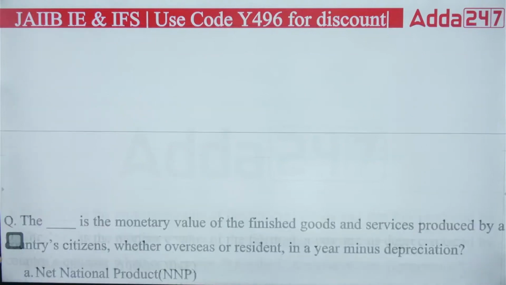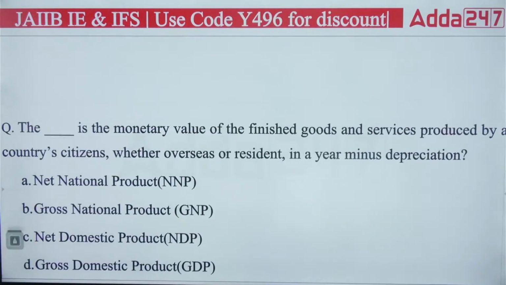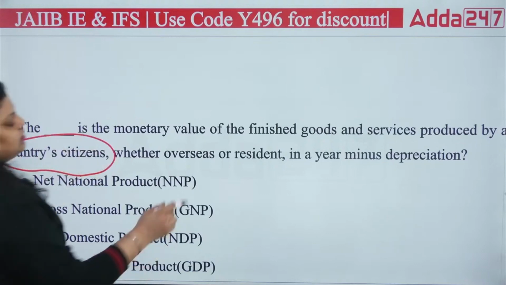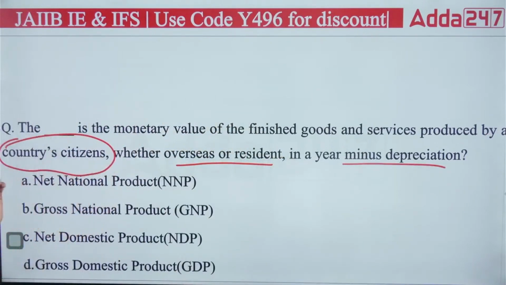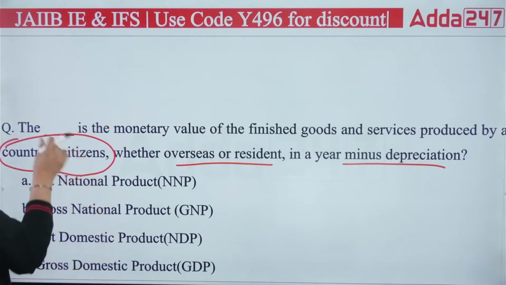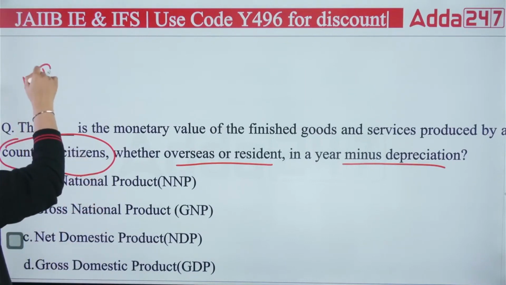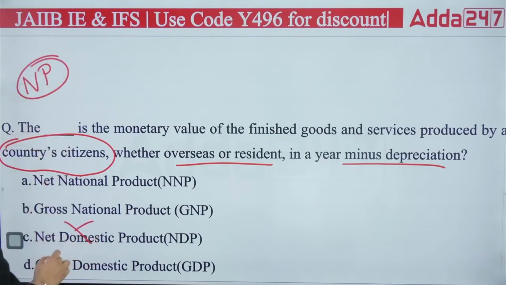Okay. Next question we have: dash is the monetary value of finished goods and services produced by the country's citizens, whether overseas or resident, minus the depreciation. So, you have to find out what terminology we are talking about in this particular question. First, you can see it says that production will be done by the citizen. If it is done by the citizen, it is a national product. So, you can eliminate the domestic product. It is national product, that is confirmed.